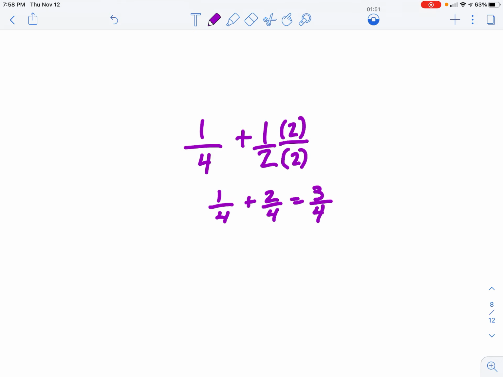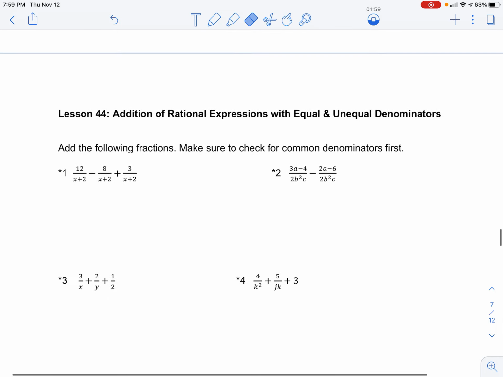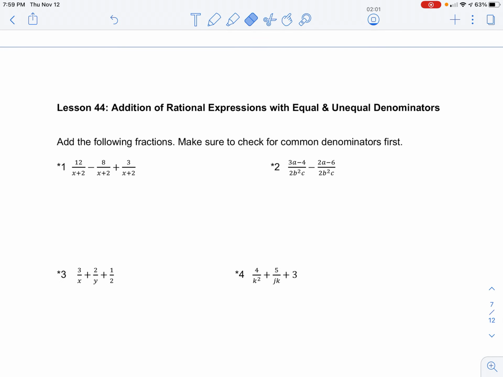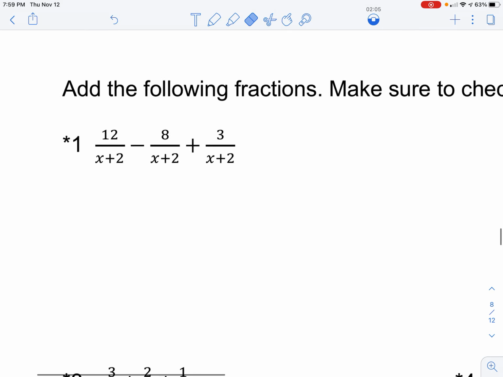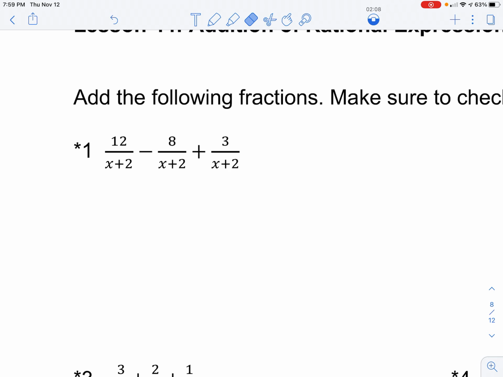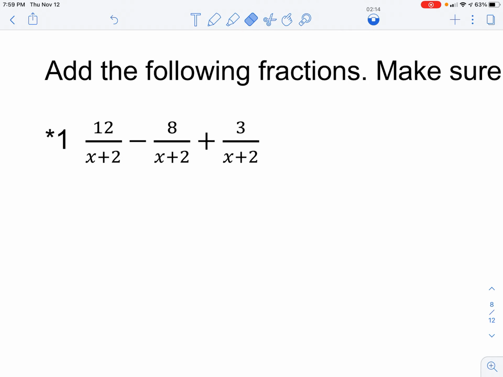Well, in algebra, with algebraic expressions that have variables in them, we're going to handle them the same exact way. So it's going to be kind of fun. So let's look at what we have here. The first thing in number 1, I want you to notice that our denominators all have a variable of x in them. The expression in the denominator is x plus 2. But what you notice is all 3 of these fractions have that same denominator.